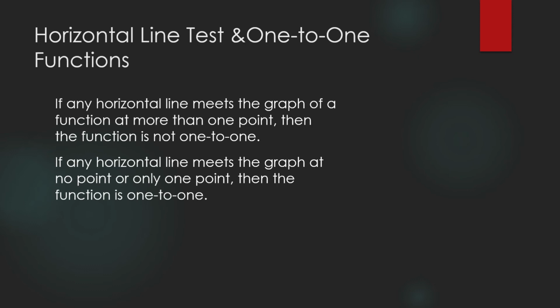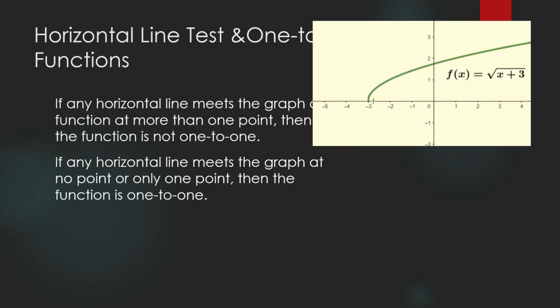This is another way of saying it. Okay, so you are given the graph of your function. If any horizontal line meets the graph at no point or only one point, then the function is one-to-one. For example, is this a one-to-one function? Yes, it is a one-to-one function because any horizontal line drawn on your xy plane will not meet the graph in more than one point. Okay, so this function is a one-to-one function.